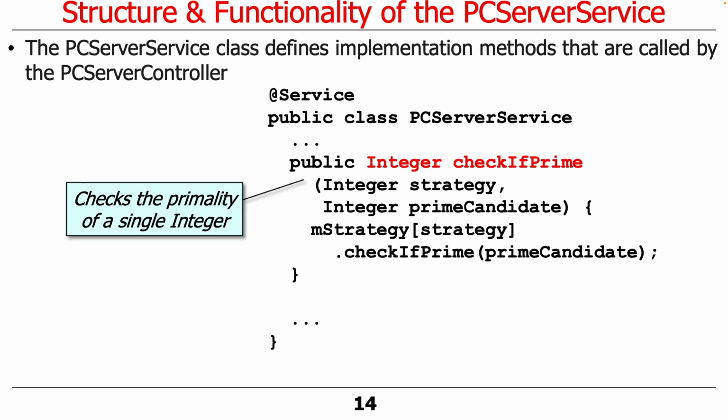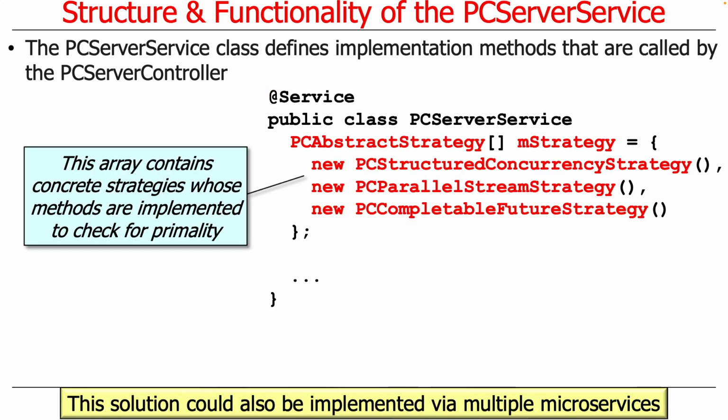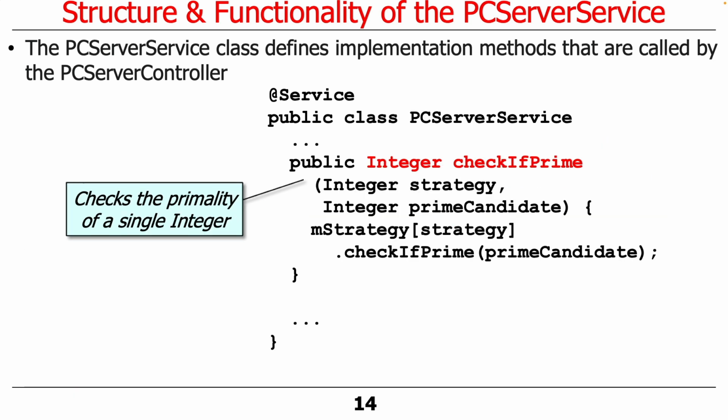Here's the integer checkIfPrime implementation in the PCServerService. You can see what it does is it's going to check the primality of a single integer that's passed as a parameter, and it's got a couple of parts. It's got a parameter that indicates which strategy to choose, which one of these guys. And the way that works is that the order matters here. So this is the 0th strategy, this is the first strategy, this is the second strategy, and so on. And those values are passed over by the client.